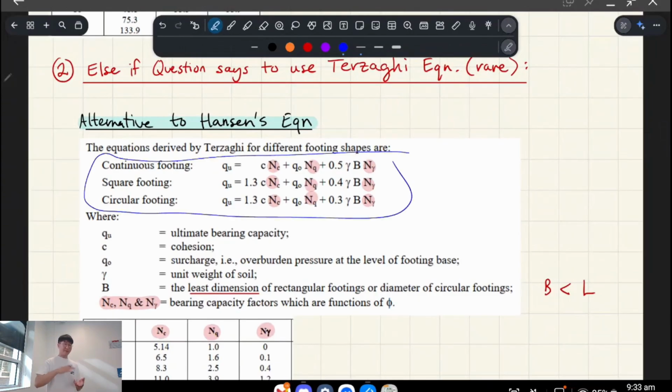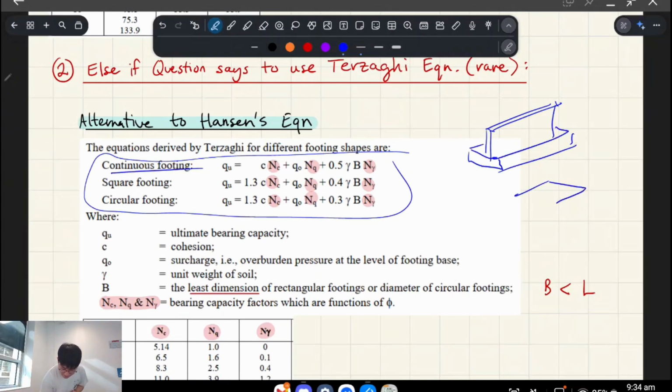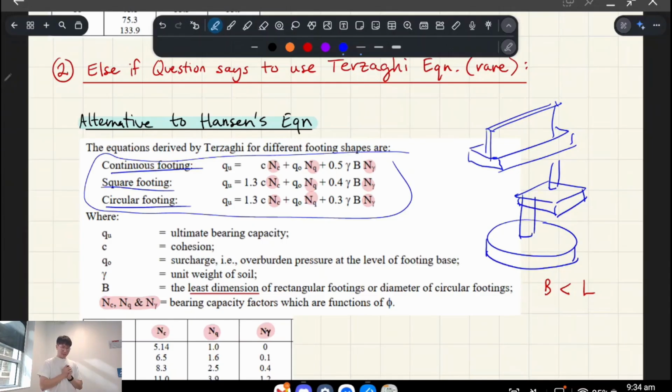So he made 3 different types of formulas for 3 scenarios, right? One where you have a continuous footing, which is a strip footing, right? So like that. That's continuous footing. One's a square footing, right? So your pad footing. And then one's a circular footing, something like that, right?